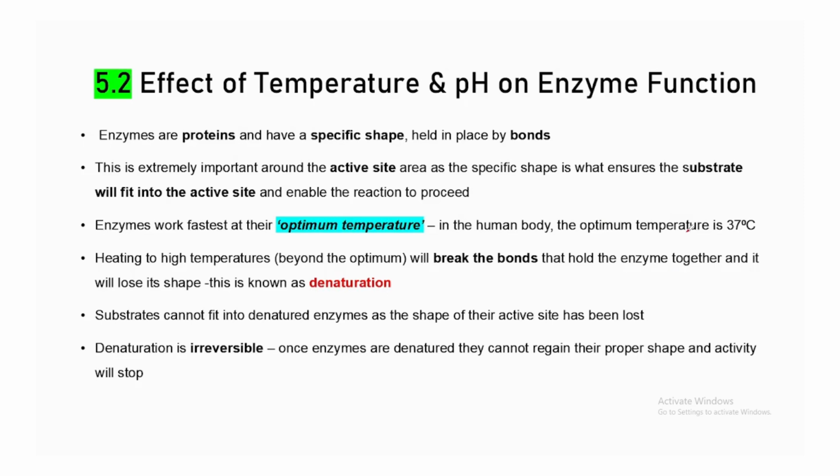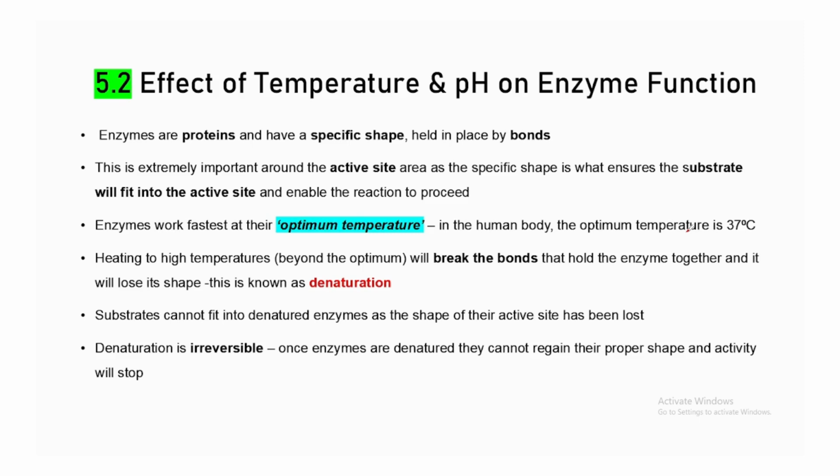Effect of temperature and pH on the enzyme action. Enzymes are proteins and have a specific shape. Very important, held in place by bonds. This is extremely important around the active site area, as a specific shape is what ensures the substrate will fit into the active site and enable this reaction to proceed.